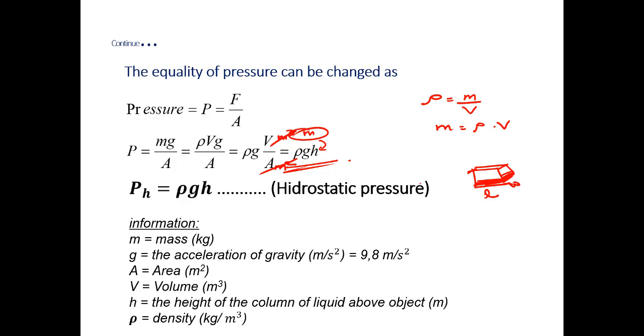We call it hydrostatic pressure. Okay, so you have hydrostatic pressure is rho gh. Rho is the density. For example, the density of water is 1000. Gravity, we can round up to 10 meter per second squared. And h is the height of the liquid column above the object, from the surface of the water.